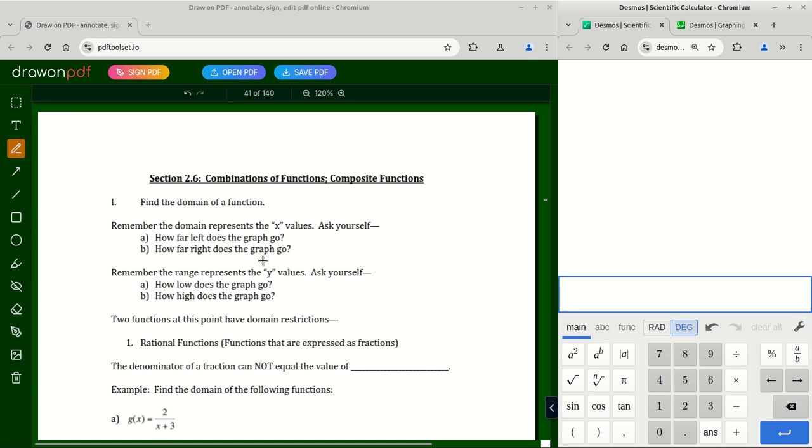This is a video lecture for Math 1314, section 2.6. We're doing combinations of functions, and this is just so much fun. Again, lots of fun. I never noticed that. It's so cool.